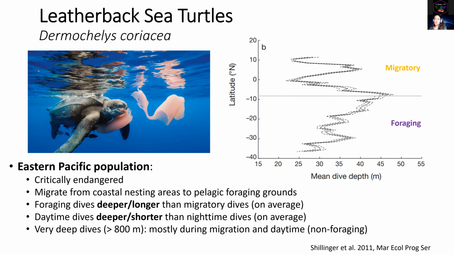However, they also conduct some really, really deep dives. So, they do have dives for foraging that are deeper, but the really deep dives, the ones that are greater than 800 meters, are mostly during the migration and during the daytime. And these really deep dives are probably for heat shedding, as well as movement efficiency.